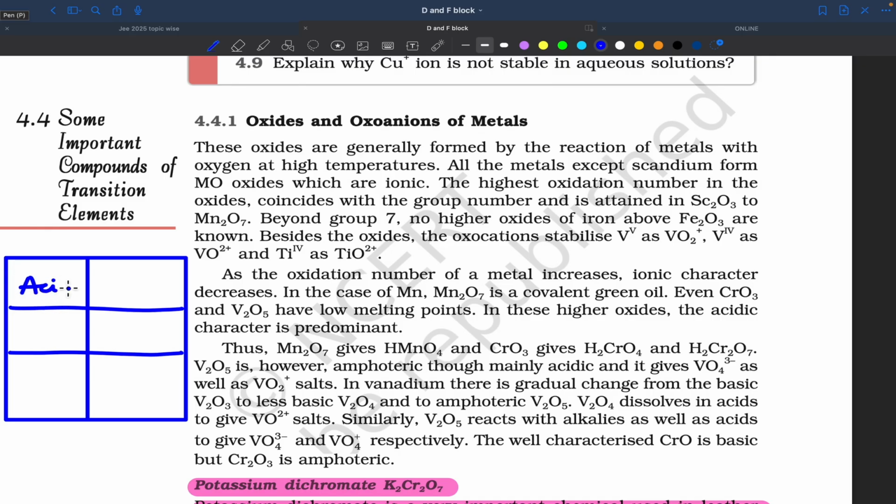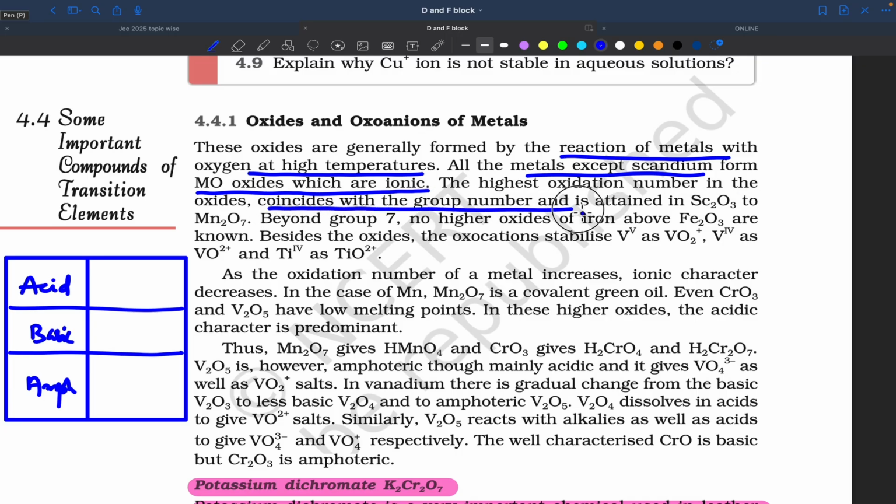Here acidic oxides, basic oxides, amphoteric oxides; there are no neutral oxides here. Oxides which are generally formed when the reaction of metal with oxygen at high temperature takes place. All metals except scandium form MO oxides which are ionic. The highest oxidation number in oxides coincides with the group number attained. For example, Sc2O3, Mn2O7. Beyond group 7, no higher oxides of iron are known.